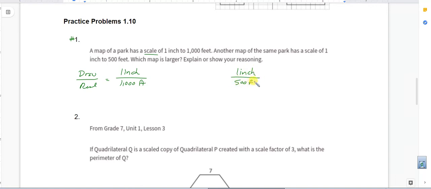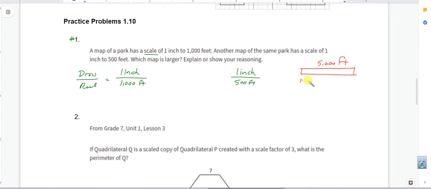And what I like to do with this problem here, just to kind of prove the point, is let's just pick an arbitrary length of a park. Let's say we have a park, an easy number to work with, since 1,000 and 500 go into 5,000. So let's say that we have a real park that we measured to be a 5,000 foot long walkway or something. We've got a path here that's 5,000 foot from this point to this point.